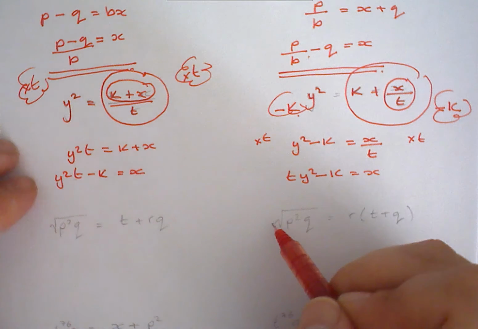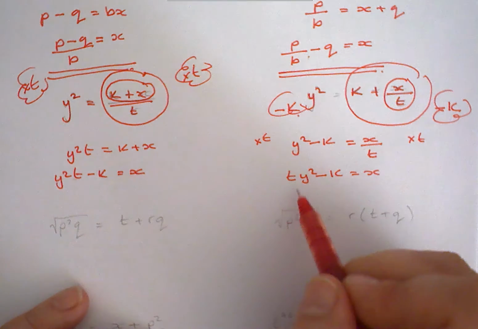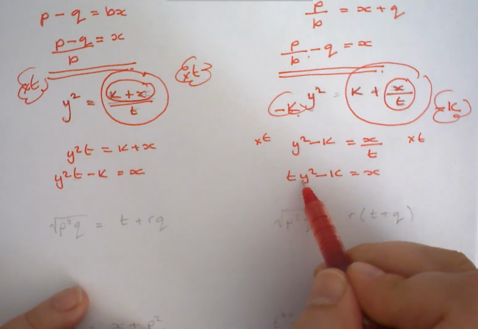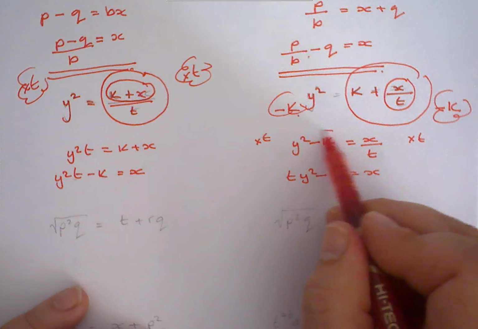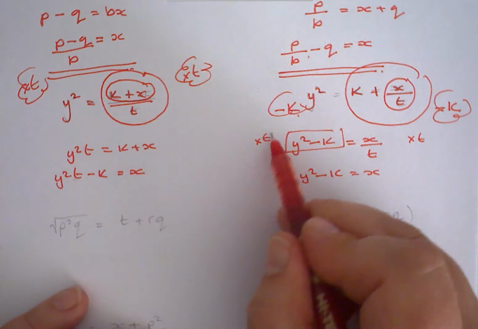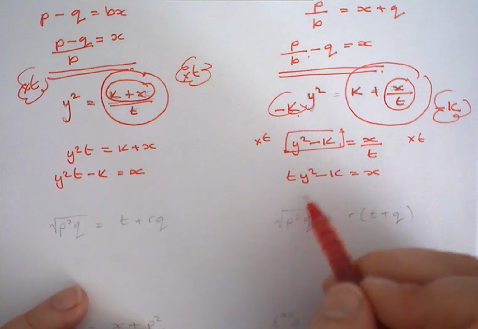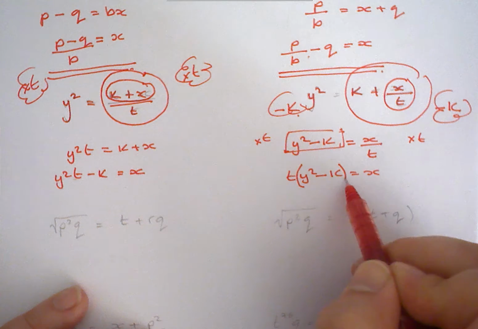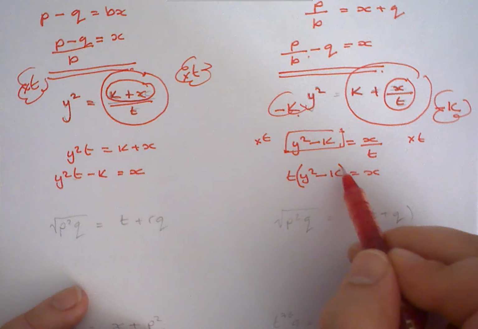Well, I've just made an error. My error is that it looks like only y squared is being multiplied by t. I don't want that. Everything should have been multiplied by t. So instead of doing a block like that, we use brackets. So don't forget, when you multiply up, to use brackets if there's more than one term.